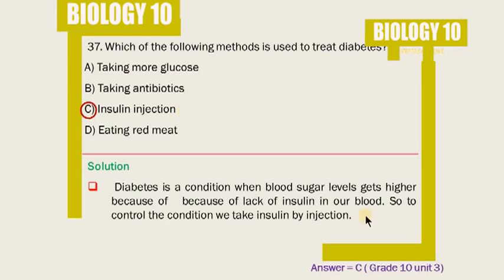Diabetes is a common condition when blood sugar levels get higher because of a lack of insulin in the blood. To control this condition, insulin injections must be taken.